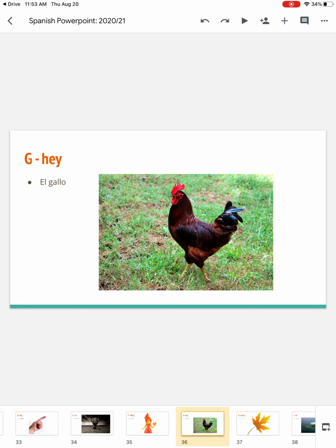Now we're moving on to G, which sounds like hey. So repeat after me. Hey. And it doesn't sound like hey whenever you use it in a word. That's just the way it sounds in the alphabet whenever you're going through the letters. So for example, the Spanish word for rooster is el gallo. It uses a G, but we don't pronounce it hey-allo. It's el gallo. So a G in Spanish may make a G sound, but when we're going over the alphabet, we pronounce it hey.